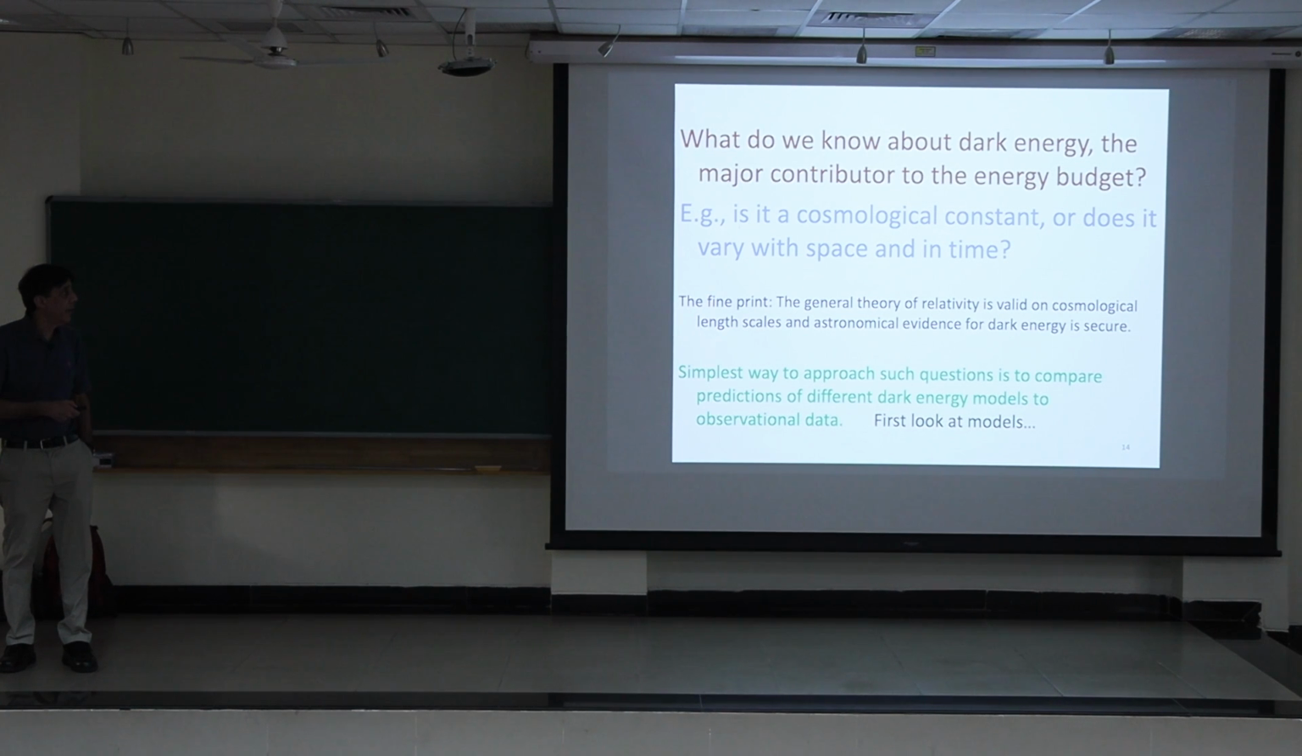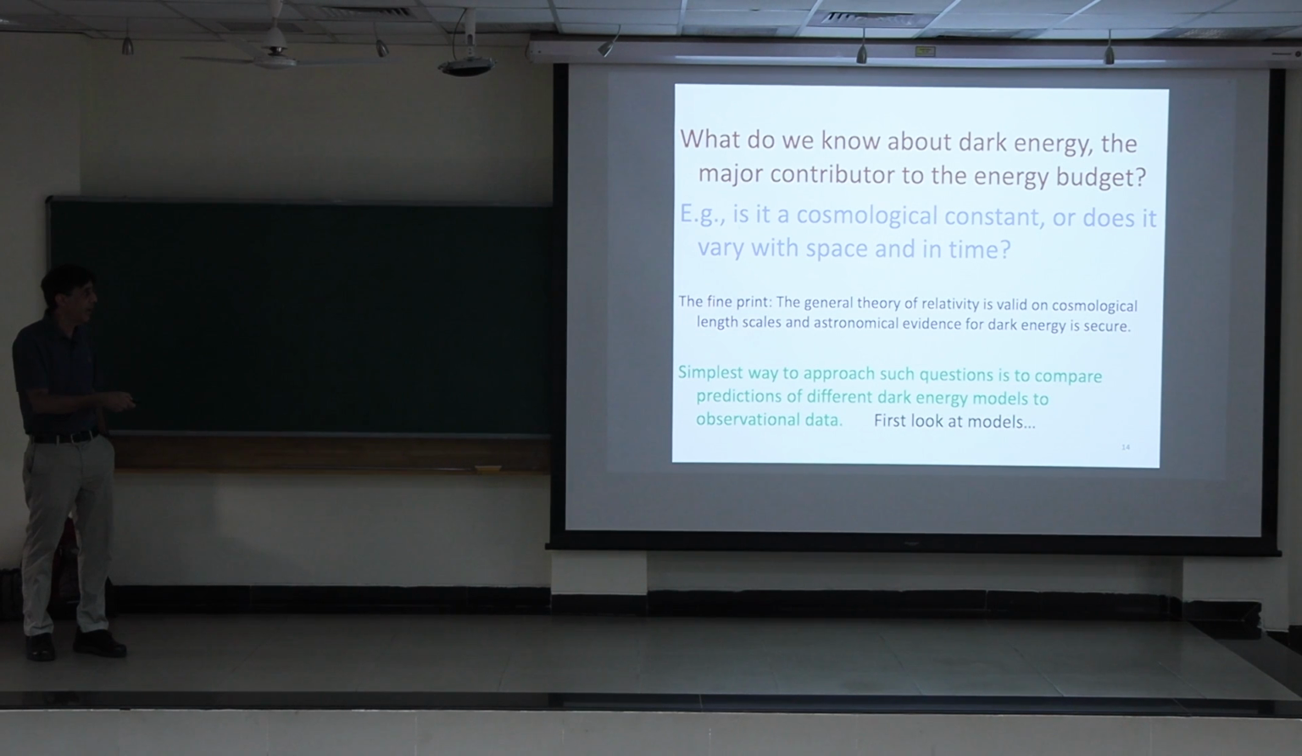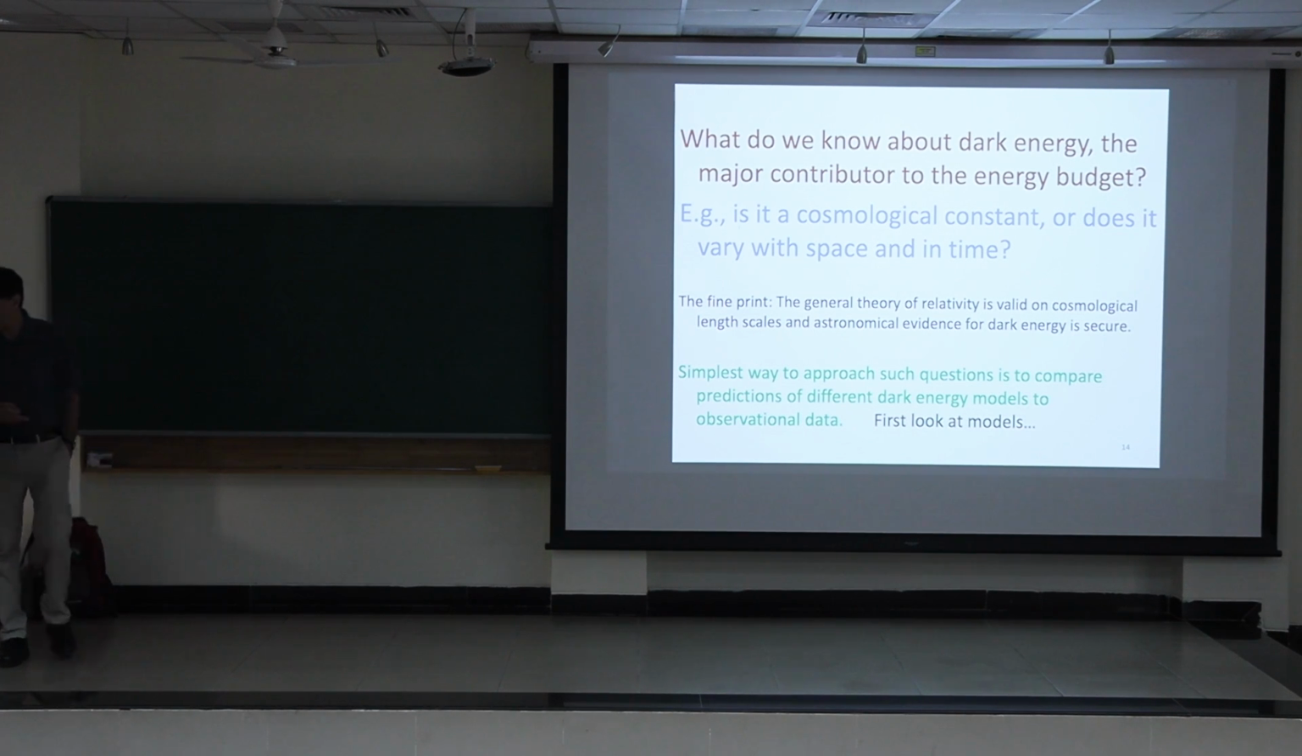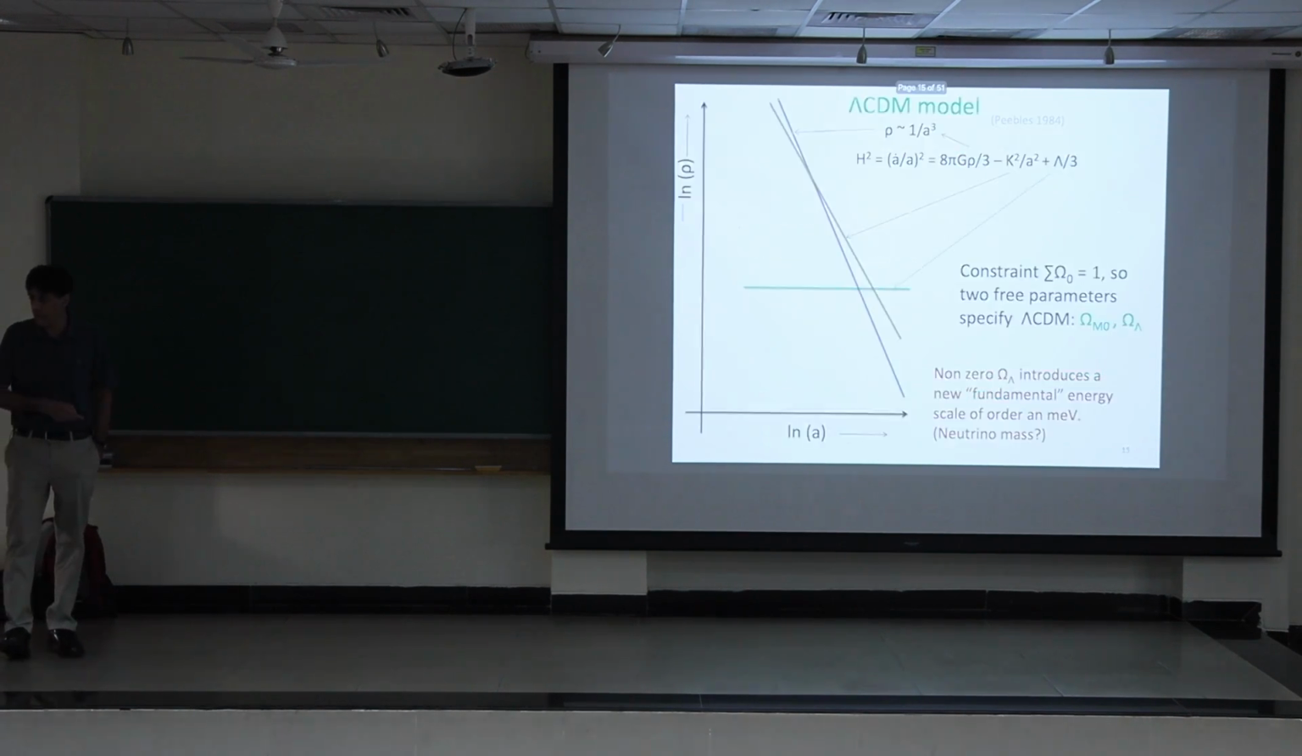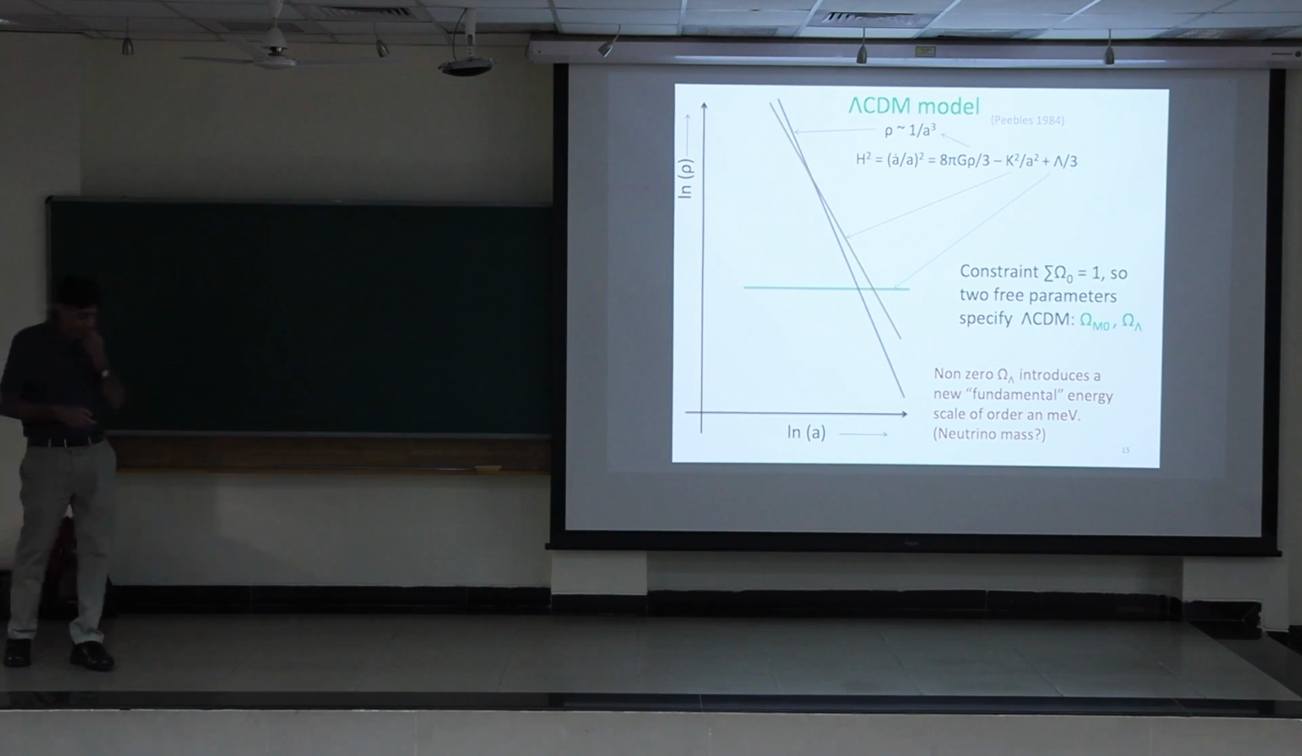Okay, so we know there's dark energy, and we also know that it's the major contributor to the energy budget, but all we're seeing is the gravitational effects of it, and we don't know whether it's a cosmological constant or whether it varies in space and time. And the easiest way to deal with this is to look at different models and compare to observations, but we have to make assumptions that GR is valid and there are no big missing systematic errors, and I think both of those things are true. So I'm going to look at a number of models.